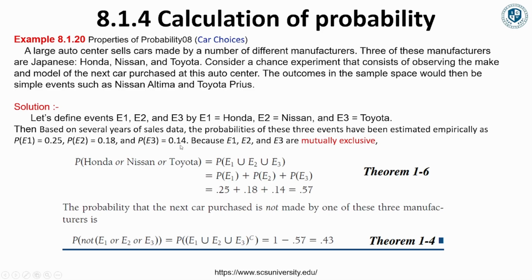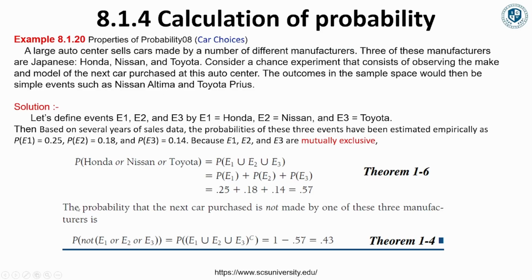1. Because E1, E2, and E3 are mutually exclusive, by using Theorem 1.6, probability of E1 union E2 union E3 equals probability of E1 plus probability of E2 plus probability of E3 equals 0.25 plus 0.18 plus 0.14 equals 0.57.